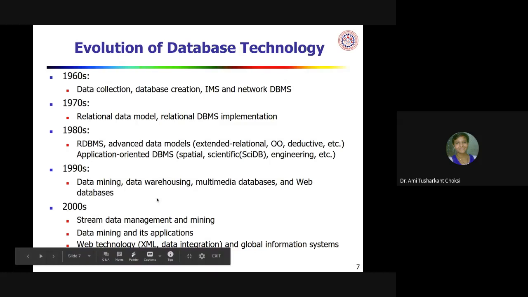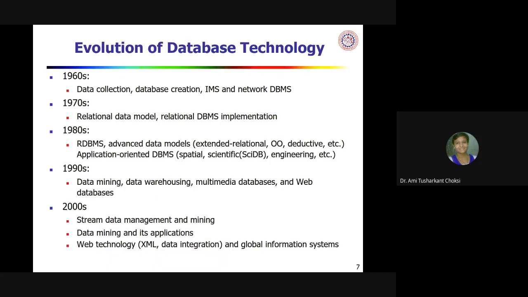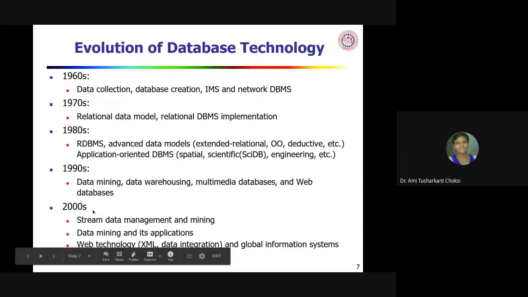In the 2000s, what can we think of? That is stream data management and mining. YouTube streaming is there, isn't it? Many other things are there. I mean to say that data is continuously being uploaded on the internet. If we consider Facebook, too much data is being uploaded: video, pictures, text, many things. That data can be structured or unstructured, but the point is data is getting uploaded and growing much faster, isn't it? So data mining and its applications, web technology, XML, data integration, and global information systems were there in the 2000s.